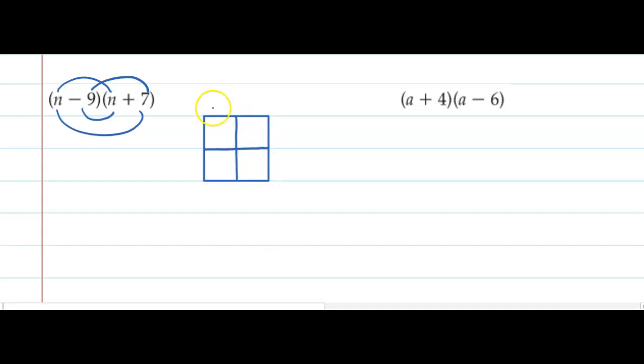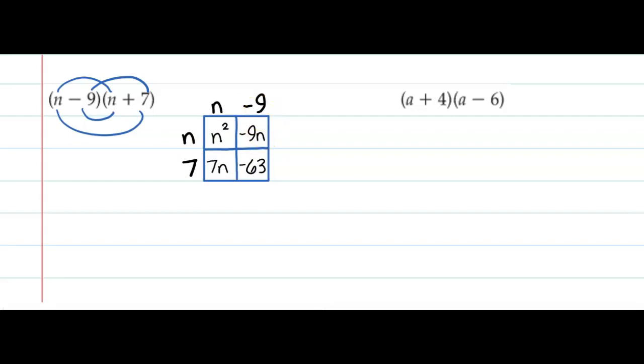Using the box method, I have n minus 9, n plus 7. And now I'm ready to multiply. N times n makes n squared. N times negative 9 makes negative 9n. 7 times n is 7n. And 7 times negative 9 is negative 63.